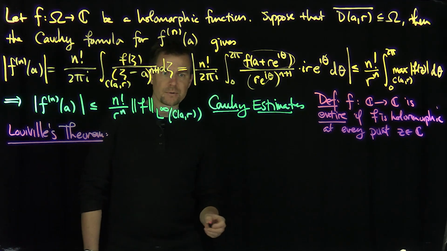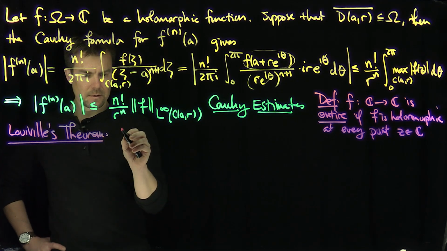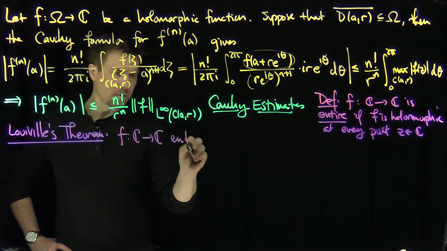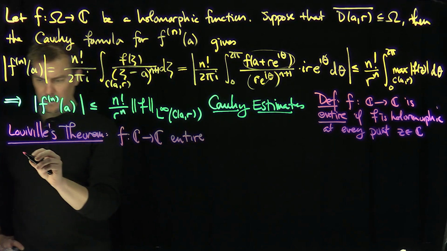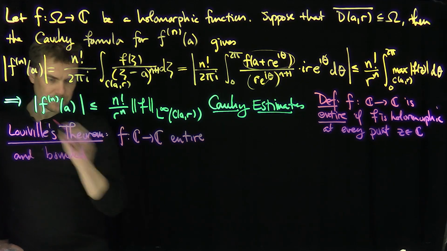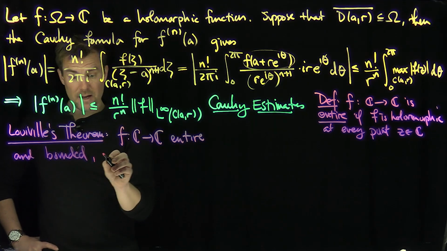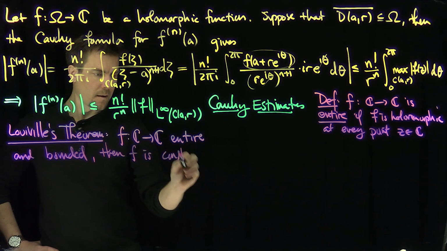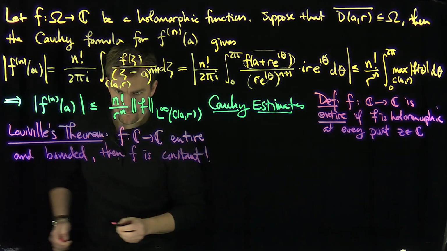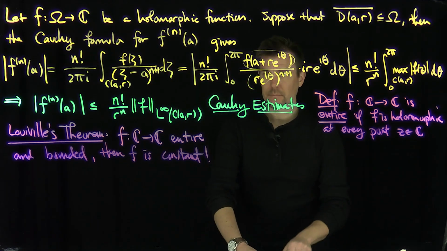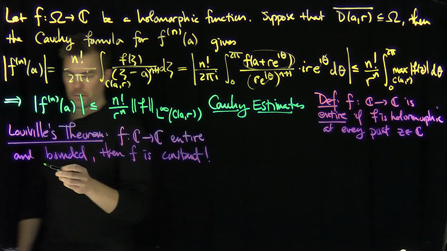Liouville's theorem says a bounded analytic function is constant. Let f mapping C to C be entire and bounded. So if I give you an entire function that's bounded, then f has to be constant. Then f is constant. Okay. How do you prove Liouville's theorem? It's fairly straightforward. So here's the proof.